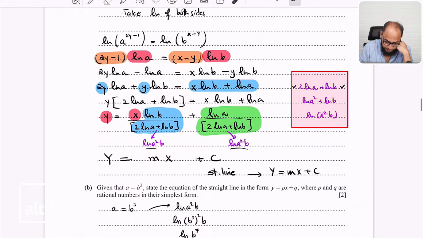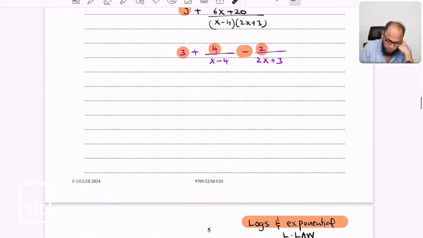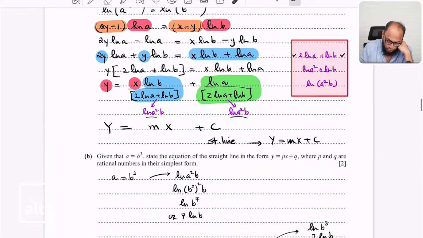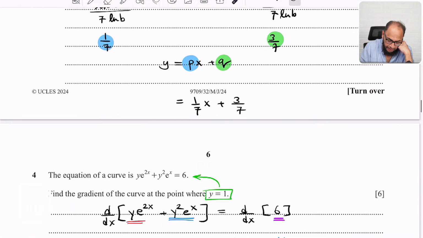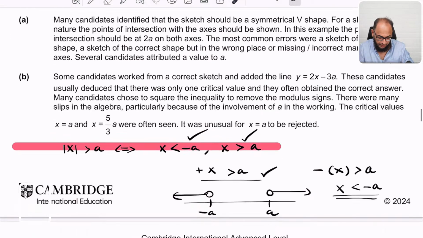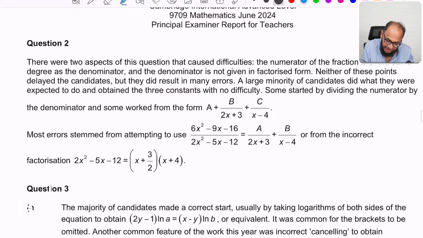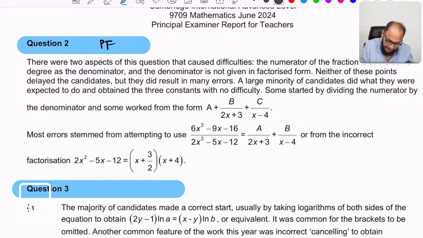Let's move on. So now question 2 was about partial fraction. Question number 3 was about log and exponential. Let me go to this. So question 2 was about PF, and question 3 is about logs and exponential. In particular, this is linear log.